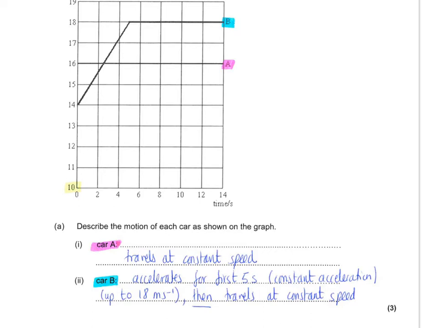Do use the graph effectively. The parts shown in brackets were not absolutely required for full marks, but mark schemes do change from time to time, and some quantitative information was required.